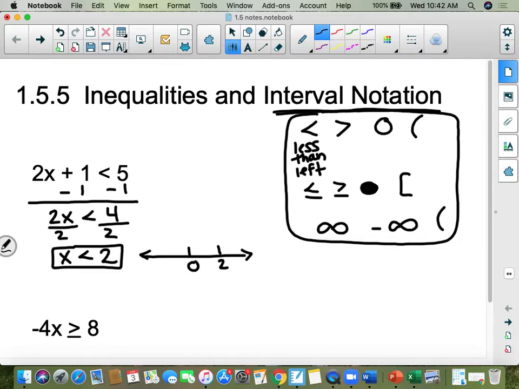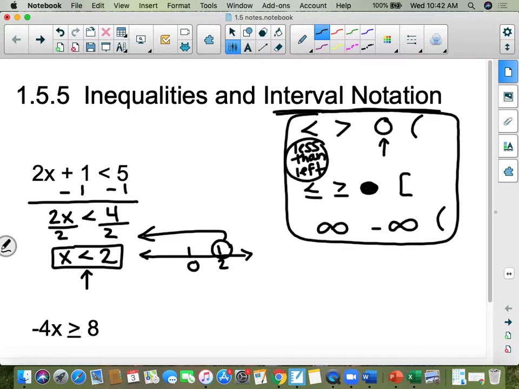Notice that there is no line underneath the less than. If there is no line, you are going to use an open circle. That's why there's an open circle right there. There is no line right there. And I know I have to shade to the left because less than is left.